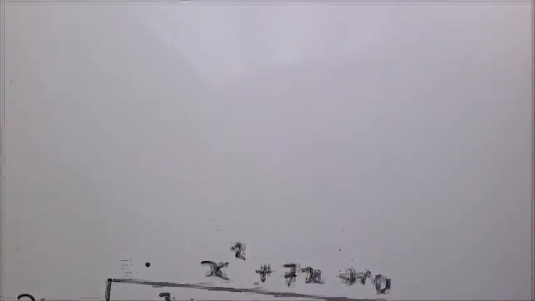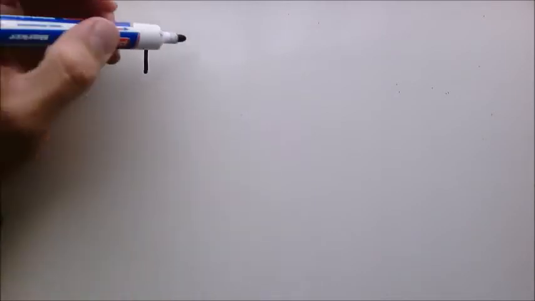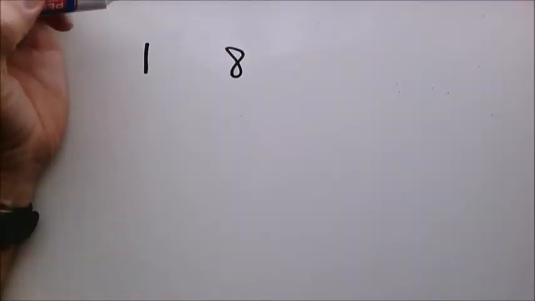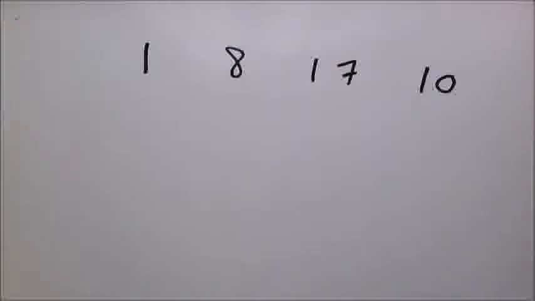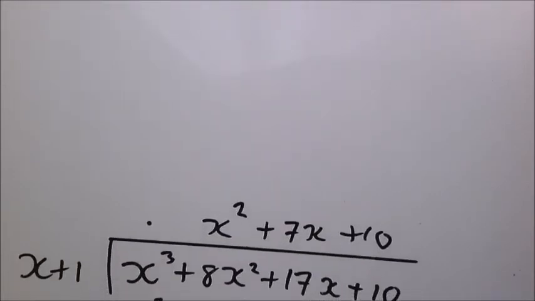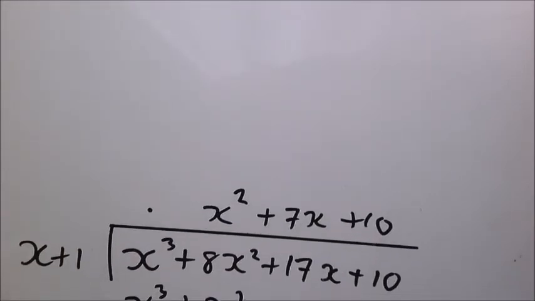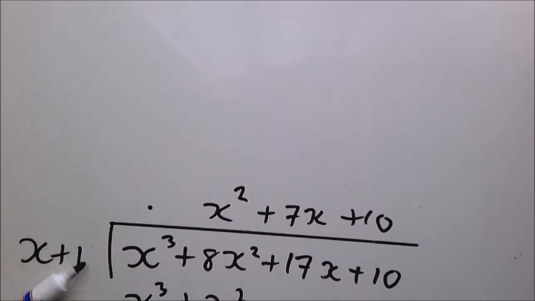Okay, so let us start off by writing down the coefficients of our expression. It's x cubed, so therefore that's a 1, plus 8x squared, so that's an 8, plus 17x, so that's 17, plus 10. Okay, and remember, we know that x plus 1 is a factor. Now, with synthetic division, we don't write down x plus 1. We write it down in this format. You'll see now x equals negative 1. We are going to write down the negative 1.